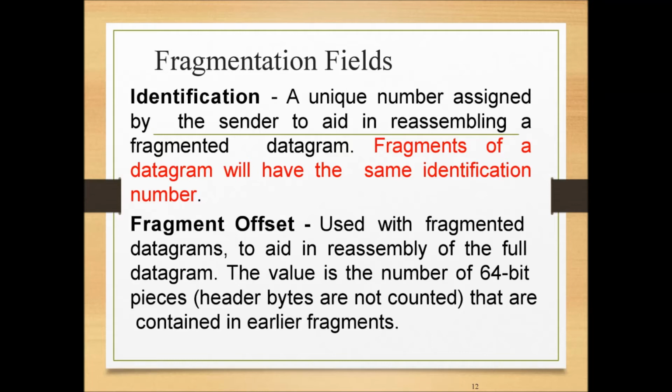Fragment offset, used with fragmented datagrams to aid the reassembly of the full datagram. The value is the number of 64-bit pieces that are contained in earlier fragments. So at the same time, when the fragments are sent by the sender, all the fragments will be combined or reassembled on the receiver side, and the fragment offset field will be used for this purpose.